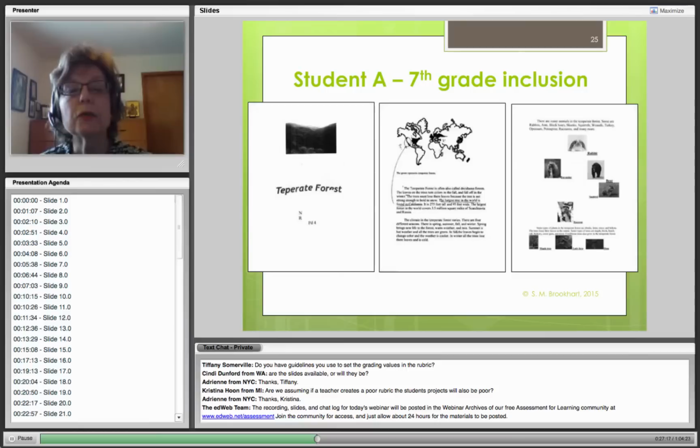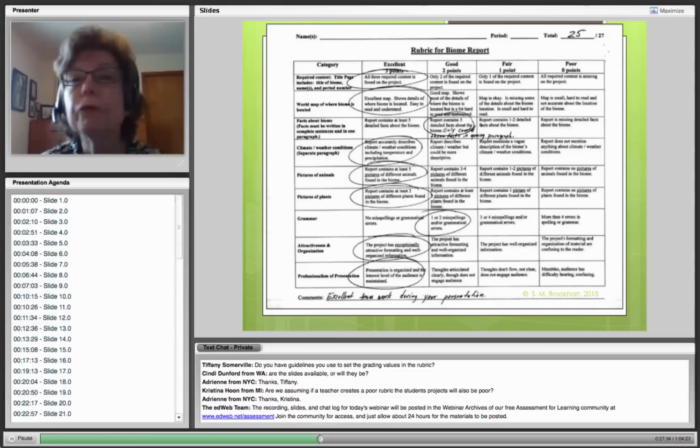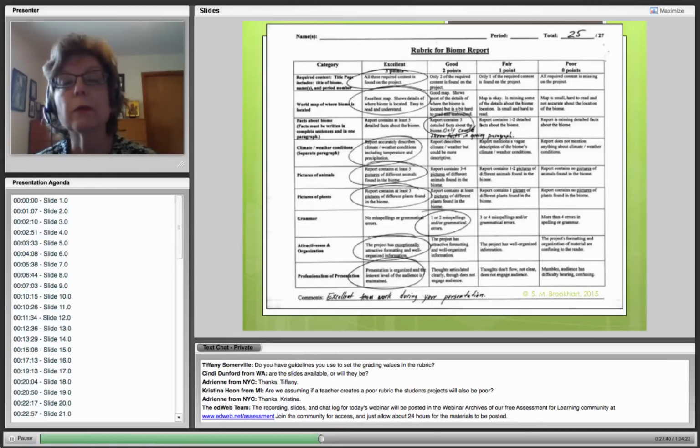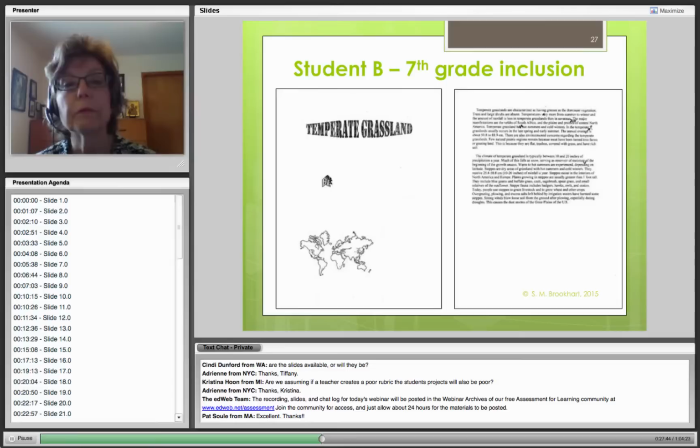And the content describes the temperate forest biome fairly accurately, if not terribly long. The teacher loved it. 25 out of 27. Lots of 4s. Because the student did all these little directions things. Now here's another student who didn't.